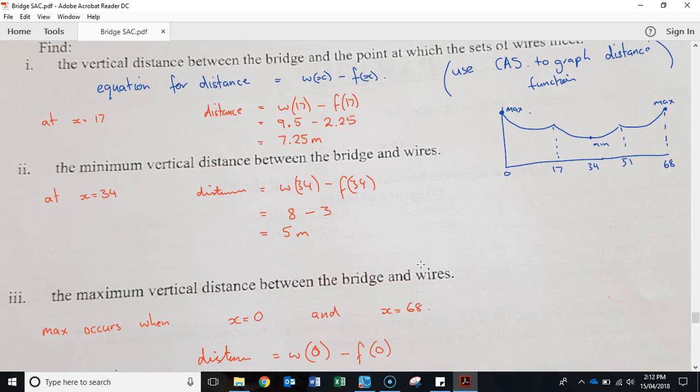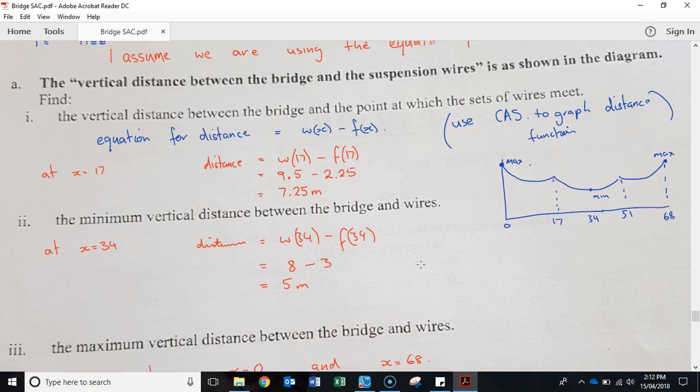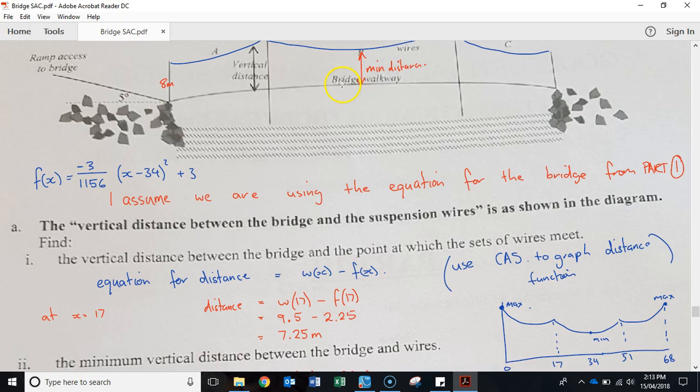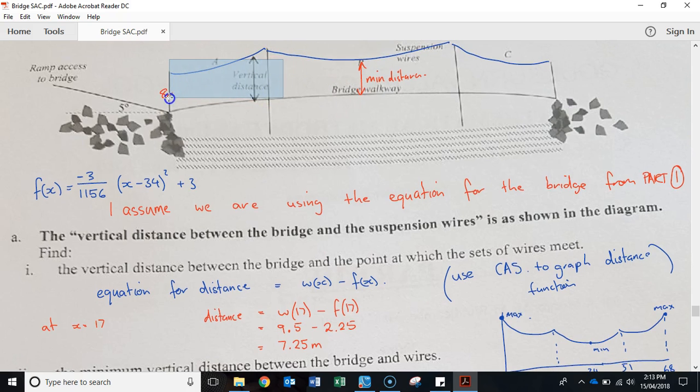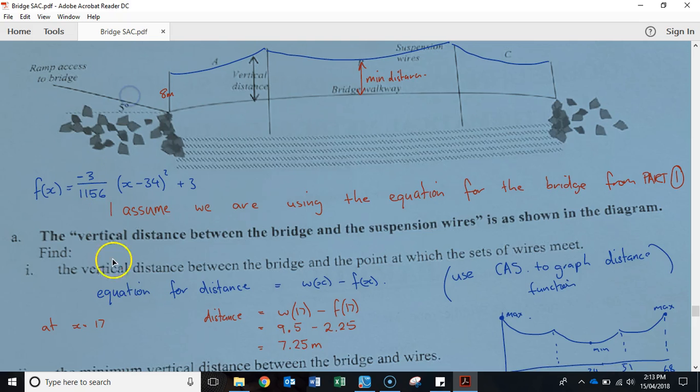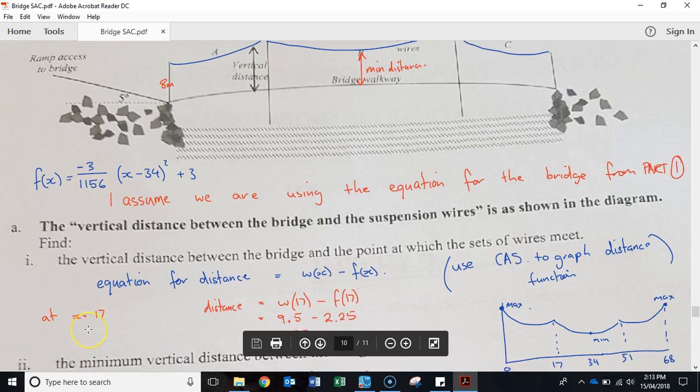So we want to find the distance. To find the first part, we know that this is 17 meters, 17 meters from here to here. So we want to find the distance where x is equal to 17.